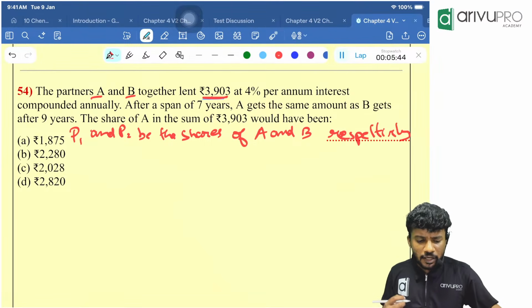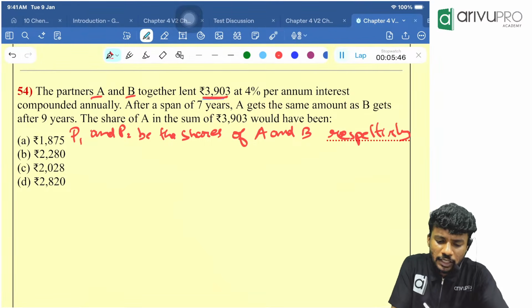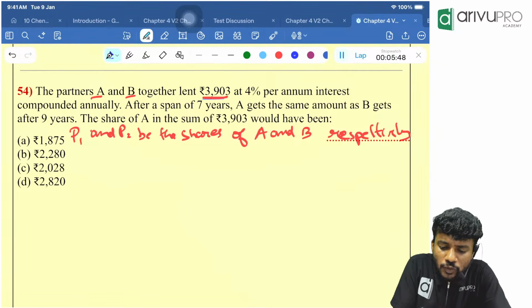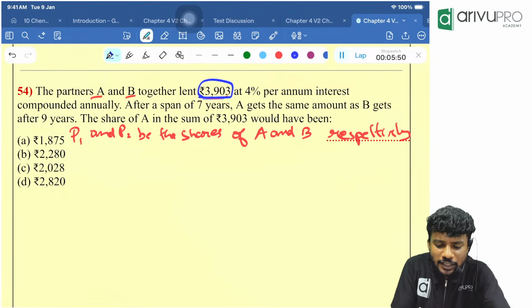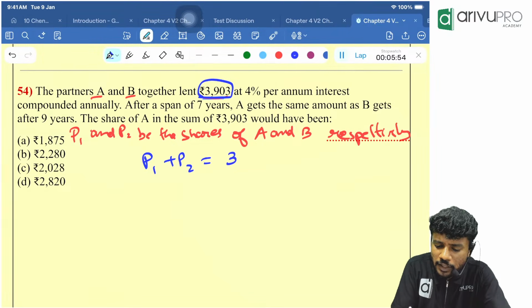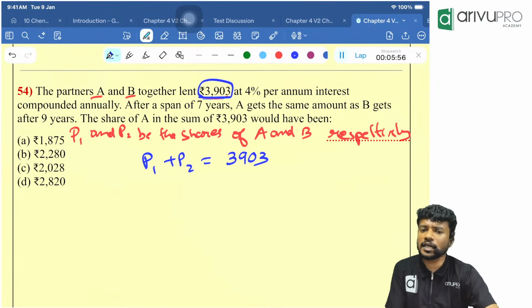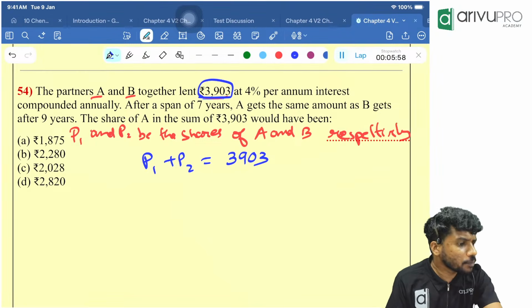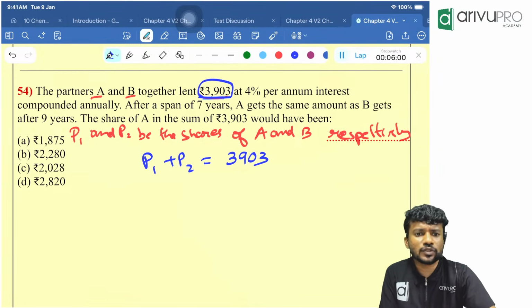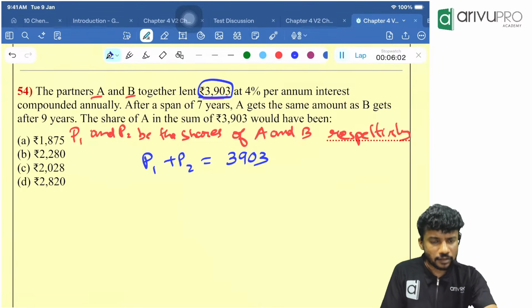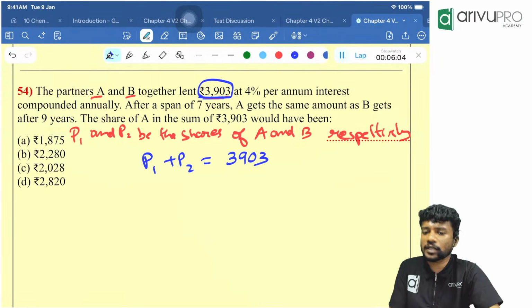Now, what are they telling in the question? Partners A and B together lend 3,903. That means I can say P1 plus P2 is nothing but 3,903. Yes, I can write it like together they lend 3,903. That is done. First step is done. Whatever is given is done.